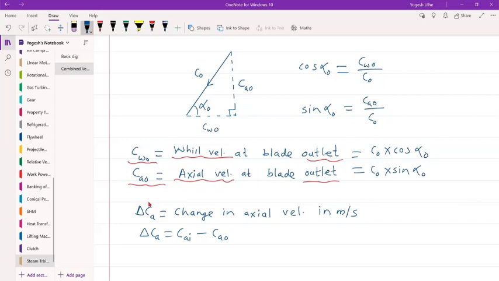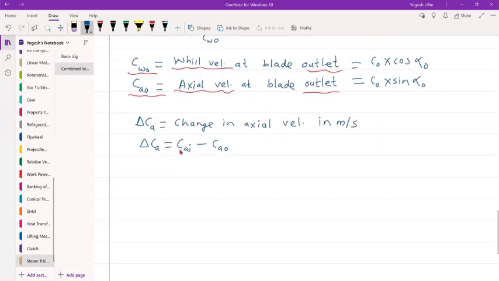Okay, everyone? So guys, after that, write down delta CW. Delta CW is what? Change in whirl velocity, in meter per second. Everyone write down: delta CW is change in whirl velocity in meter per second.